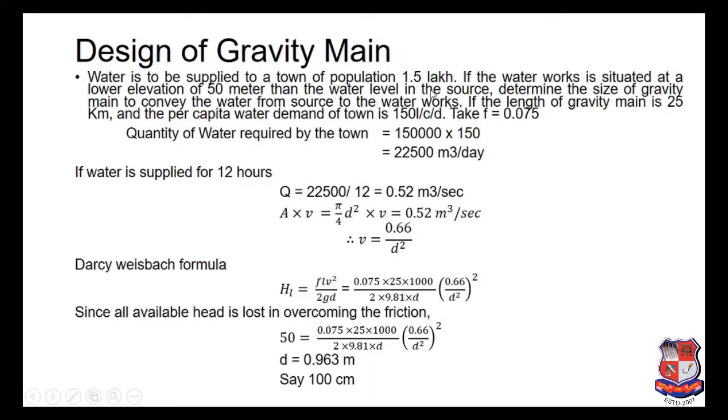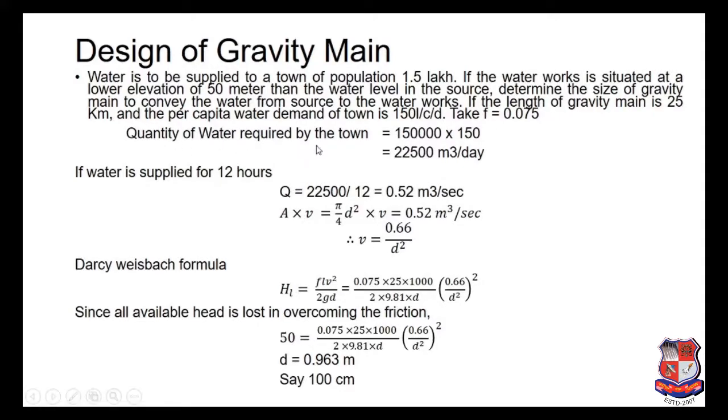So in this example, population is given, then elevation difference is given. Now here the source is situated at higher elevation, right, and the water treatment plant is situated at the lower elevation. So that's why gravity flow is possible. Total length of the gravity main is 25 km and water demand is 150 liters per capita per day.